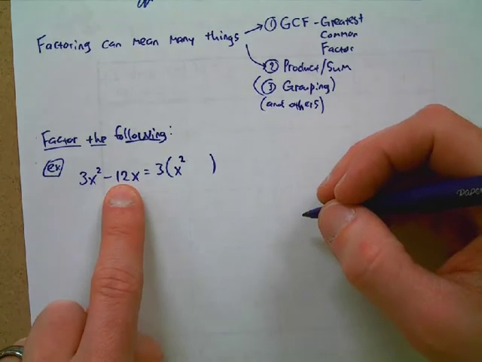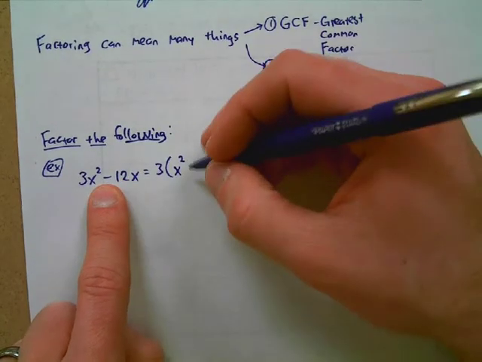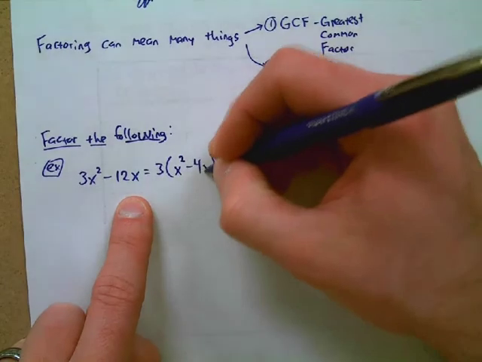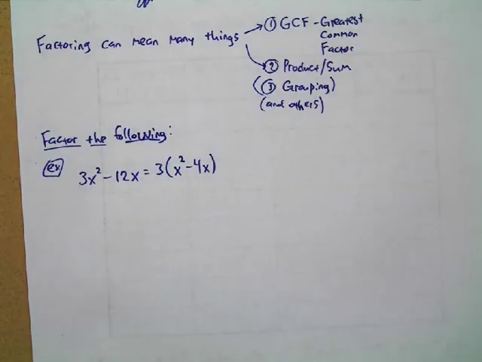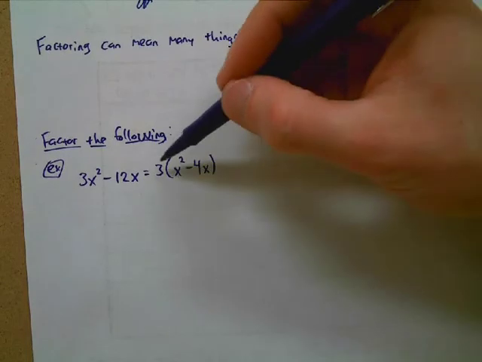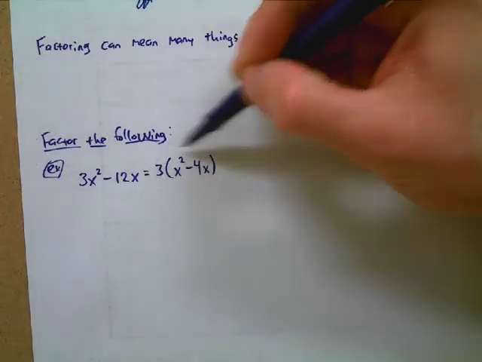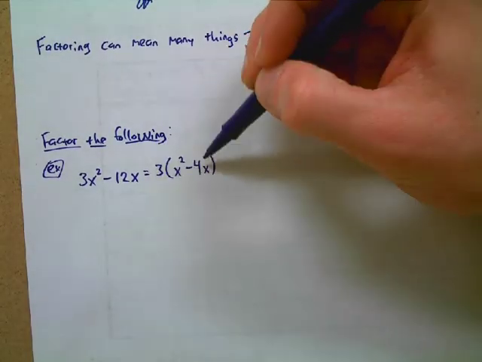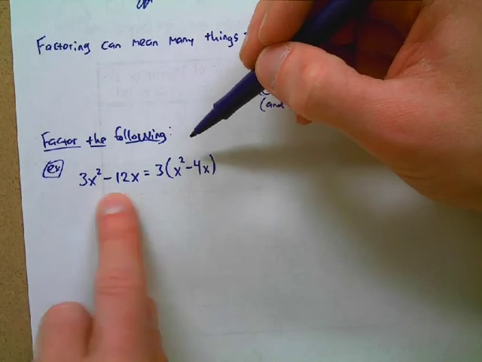Negative 4, right, it's 4, but it's a minus, so we'll call it minus 4x there. And there it is. We factored the 3 out. How can you check your work to make sure you did it right? Well, imagine if you were to redistribute that 3. Imagine if you did the 3 times the x squared and 3 times minus 4, you'd go right back to this. So these are equal.